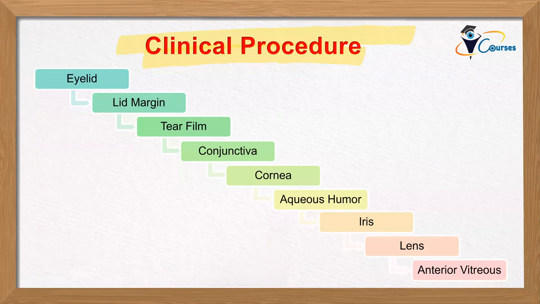In the clinical procedure, we do a systematic examination of the eyelid, lid margin, tear film, conjunctiva, cornea, sclera, iris, lens, and the anterior vitreous. Okay.